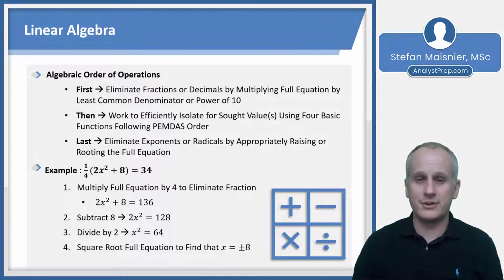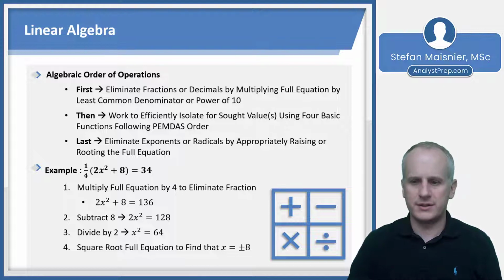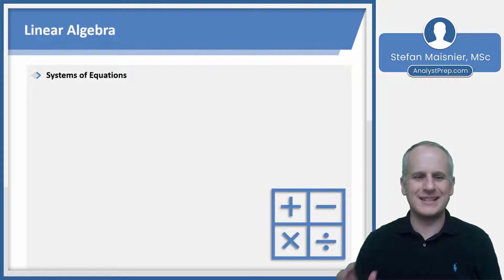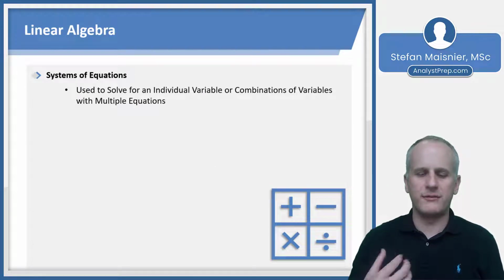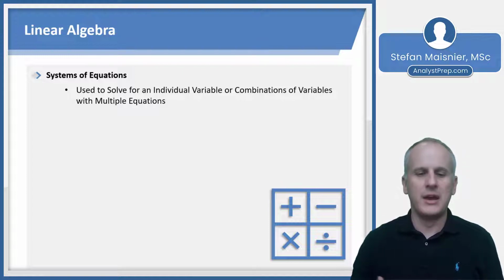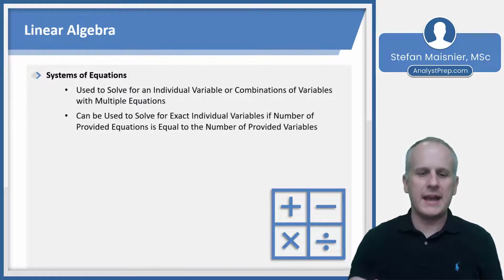So now that we've seen how to solve one individual linear equation, we can just take a look at what is known as a system of equations. So a system of equations is going to be used to solve for either an individual variable or some combination of variables with multiple equations. And these can be used to solve for the exact individual variables if the number of provided equations is equal to the number of provided variables.